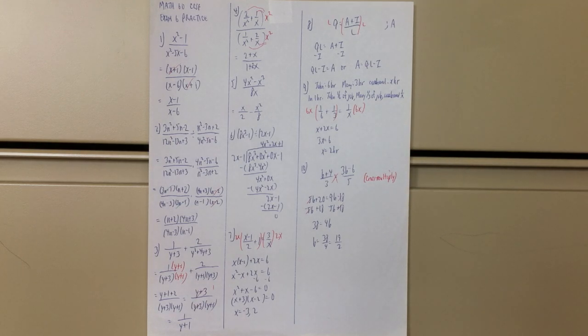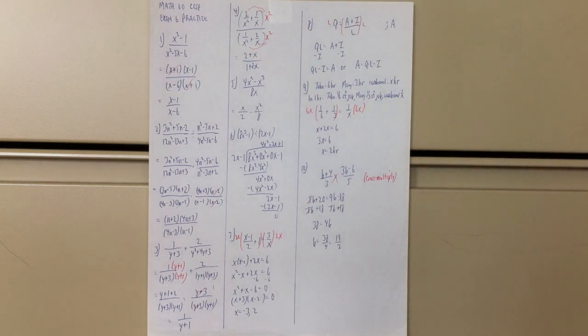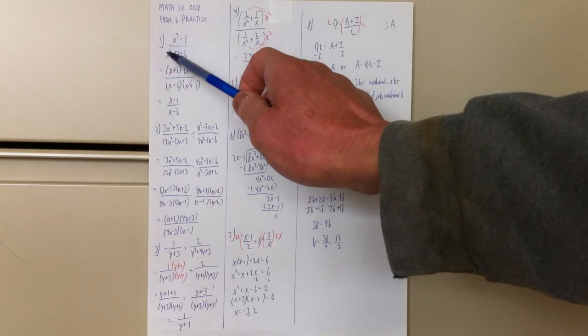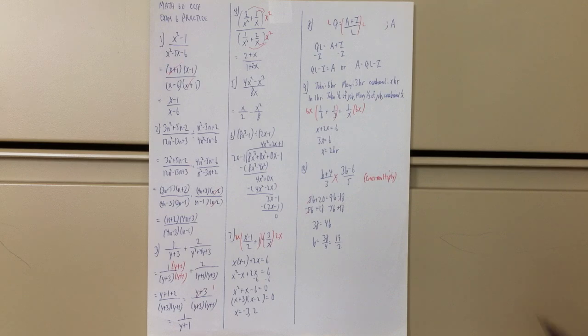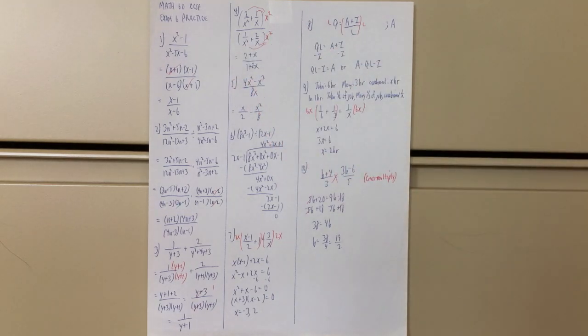Question number 1. Simplify the expression x squared minus 1 over x squared minus 5x minus 6. Do not cancel, for instance, the x squareds immediately. You might recall we are not allowed to cancel once you have a minus or a plus symbol. We have to factor instead.